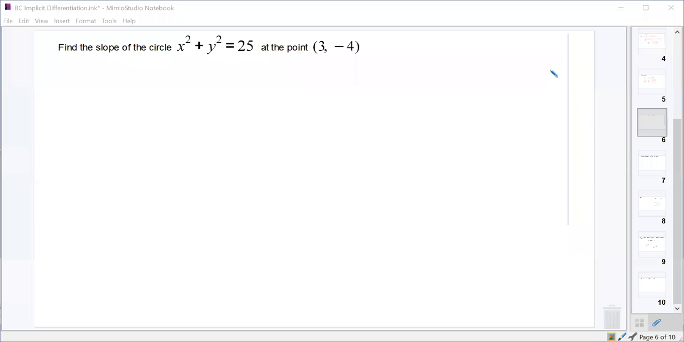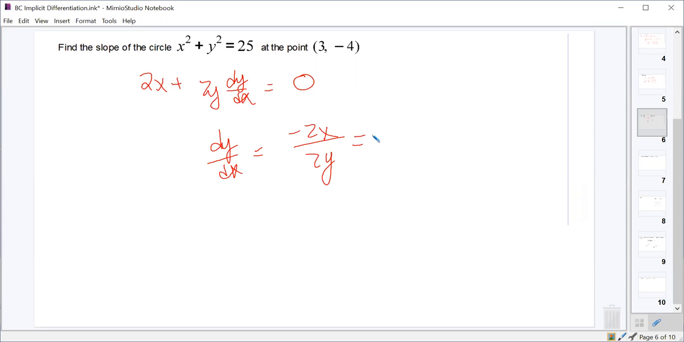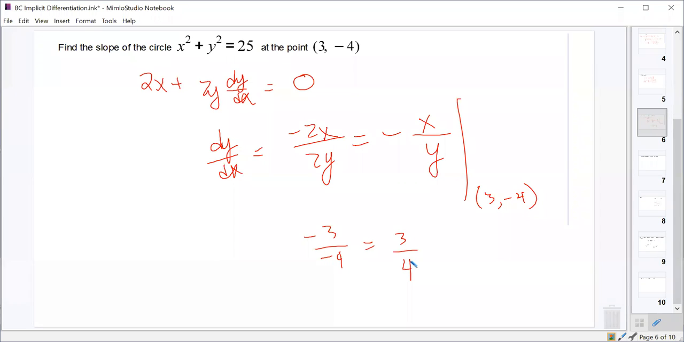All right, so 2x plus 2y dy/dx equals 0. Subtract the 2x and divide by the 2y gives us negative 2x over 2y, or just negative x over y. And if we're looking to evaluate that, the vertical bar means evaluating it at the point (3, -4). That gives us negative 3 over negative 4, or 3/4. Good? Yes. Right.